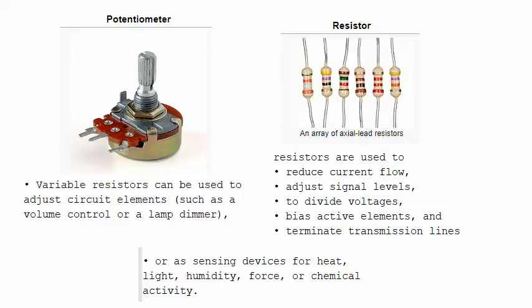Wikipedia describes the use of resistors to reduce current flow, adjust signal levels, divide voltages, bias active elements, and terminate transmission lines. There's also a manually adjustable form of resistor called a potentiometer. Variable resistors can be used to adjust circuit elements such as a volume control or a lamp dimmer. There are also resistors that can be used as sensing devices for heat, light, humidity, force, or chemical activity.